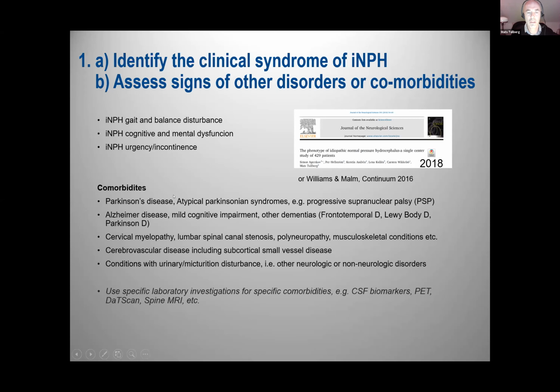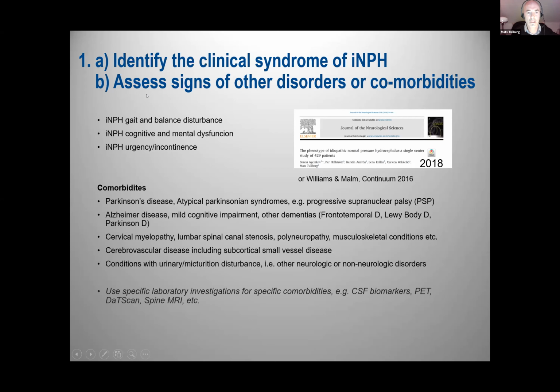I have worked with these patients for almost 30 years now, and according to neurologists involved in this, we think there is a special clinical syndrome. We don't have time to go into that in much detail, but I will touch a little bit on that. It contains gait and balance disturbance, which can be assessed for quality. It contains the cognitive and mental dysfunction, and it contains the urinary urgency or incontinence. So that is part one for the first step.